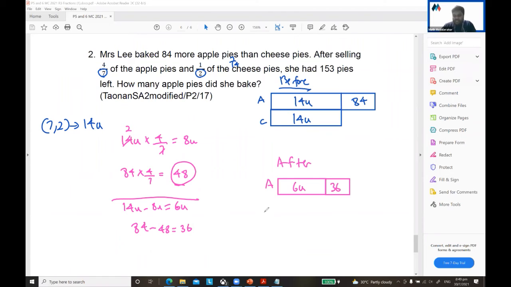So next one, cheese pies. It first got 14 units, right? So it's half of the 14 units gone. How many units is there left? Yep, well done, 7 units. So draw 7 units. Okay, so what's the question saying? She had 153 pies left. So which means this is the left, 153.